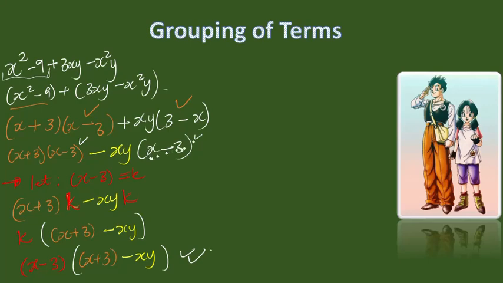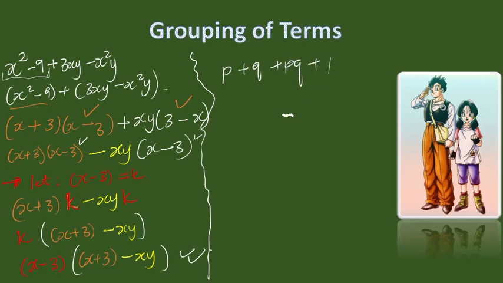Now let me throw in the last part here for grouping of terms, because I feel like we've been doing grouping of terms for too long now. So I have P plus Q plus PQ plus 1, right? So I want to group these things like this, but I see that, wait, these things have nothing in common and these ones have nothing in common. So I need to move things around, right?